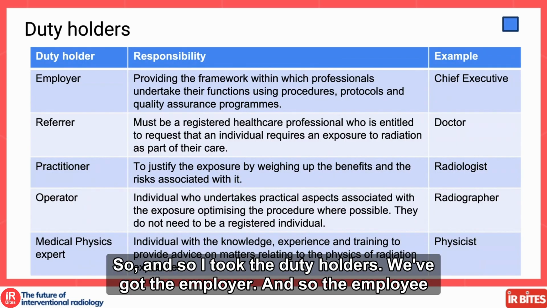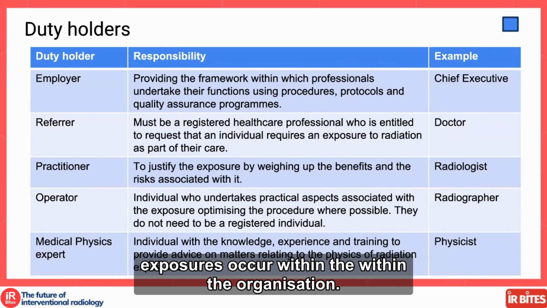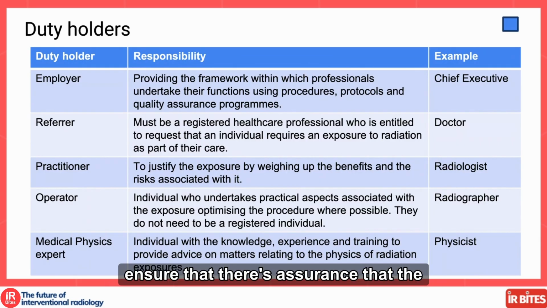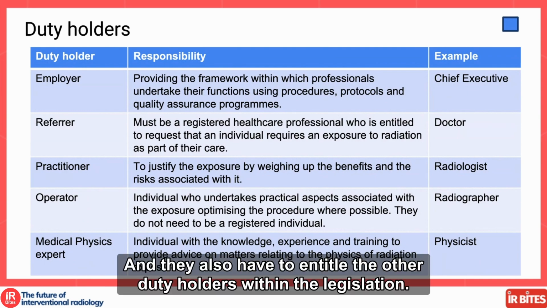So, going through the duty holders, we've got the employer. The employer needs to provide a framework for how medical exposures occur within the organisation. They need to provide us with procedures and protocols on how we do that, and to ensure that there's assurance that the quality of what we're producing is sufficient. And they also have to entitle the other duty holders within the legislation.